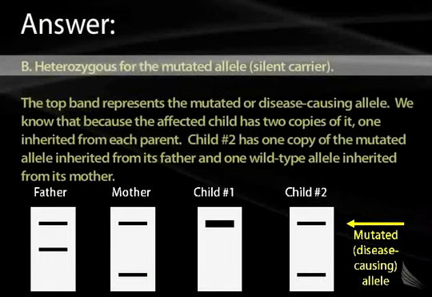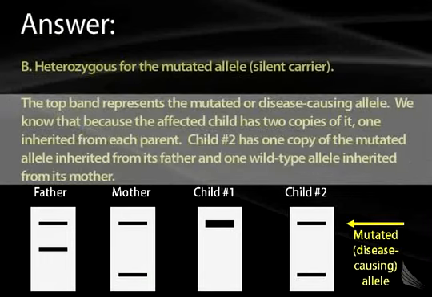The correct answer is B. This child will be heterozygous for the mutated allele. Now, the top band represents the mutated or disease-causing allele, that longer fragment. We know that this is the case because the affected child has 2 copies of it. Remember that Hurler syndrome is an autosomal recessive disease. That child must have inherited the mutated allele, one from each parent.